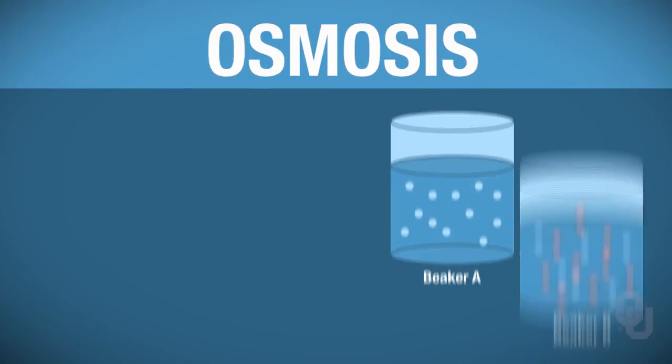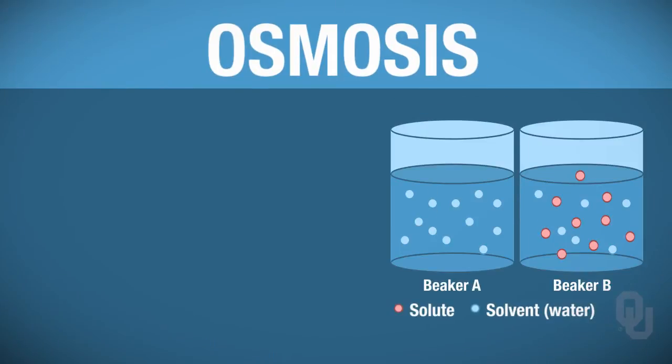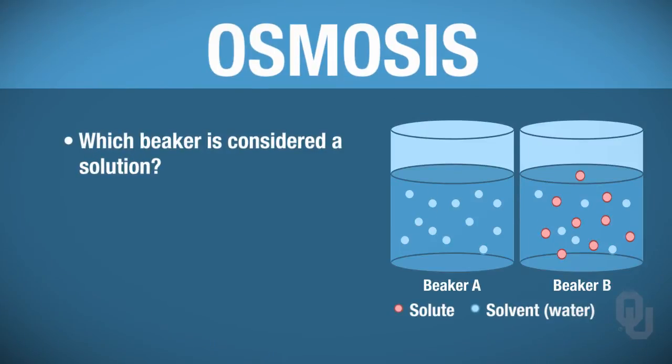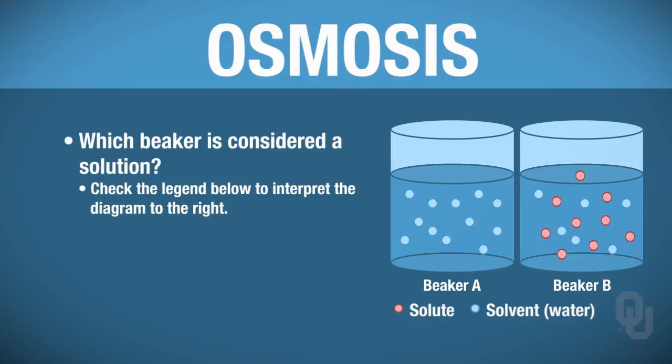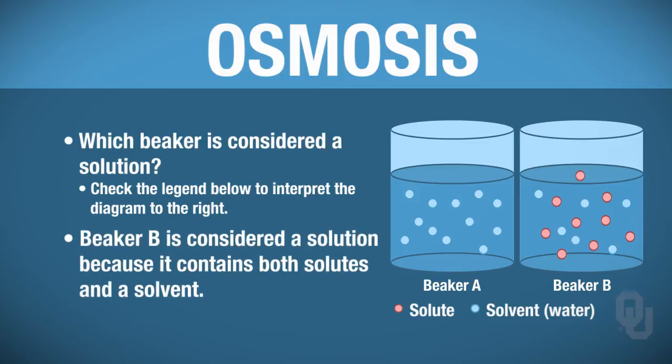If you look at the two beakers on the right-hand side of your screen, it asks which side is considered a solution, A or B. The legend is down below and it tells you what color the water molecules are versus the solutes. Side B is considered your solution because it consists of both solutes and solvent.